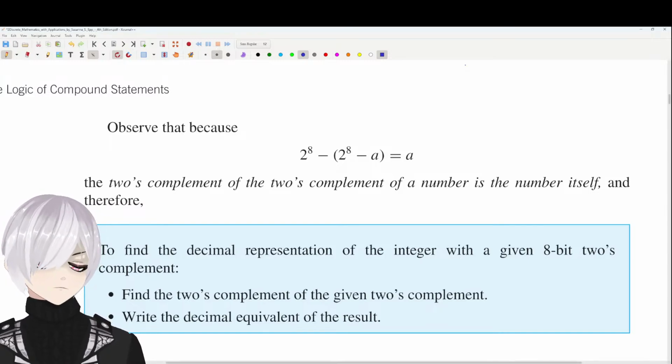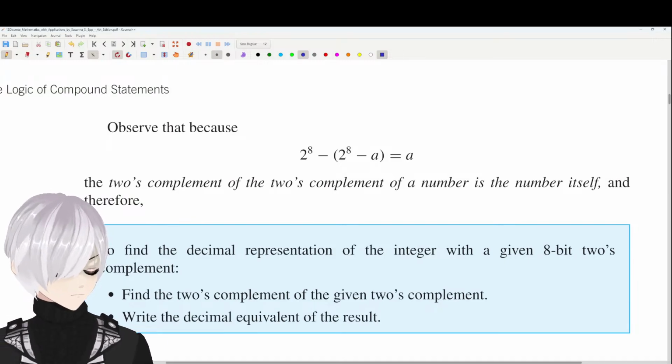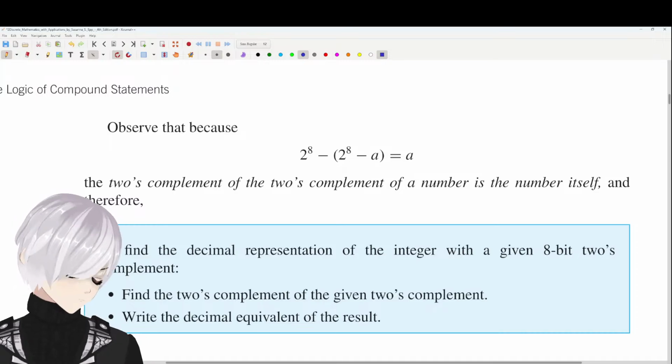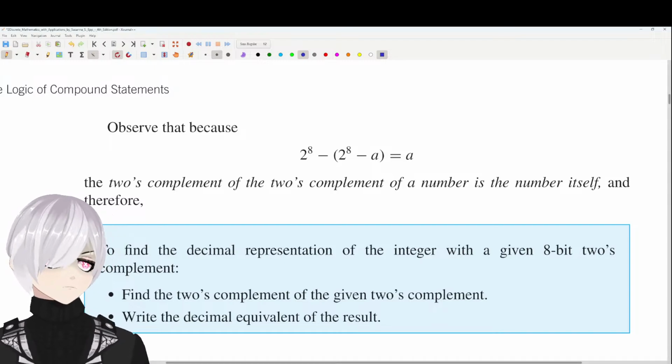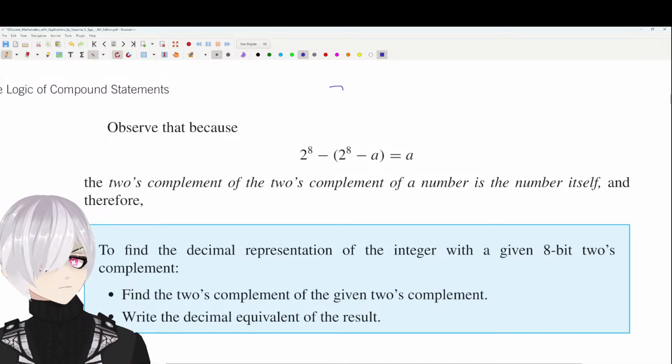So the problem is like you're given the 2's complement of something in binary notation, and you want to find what it was in decimal notation. And to do that, you first take the 2's complement of the 2's complement, and that brings you back to the original number. And then you find the decimal representation, and that'll be the decimal representation of the original number. Interesting.